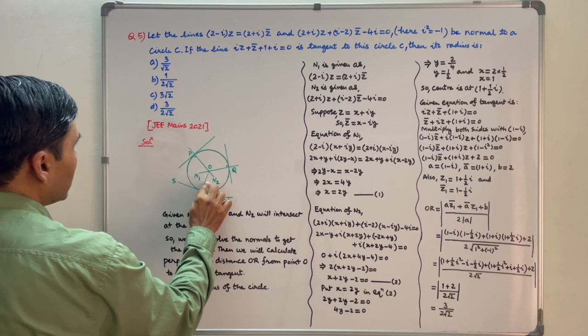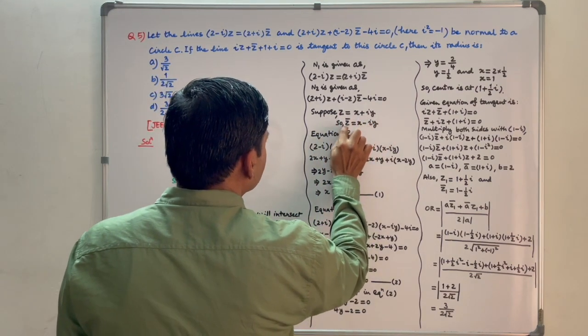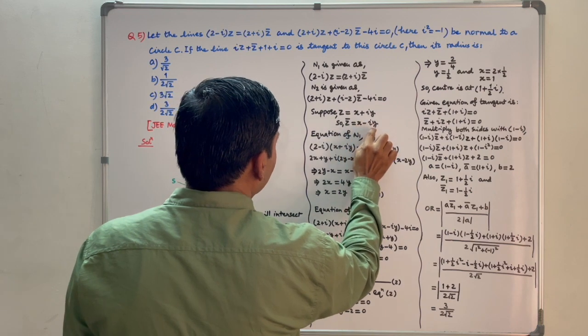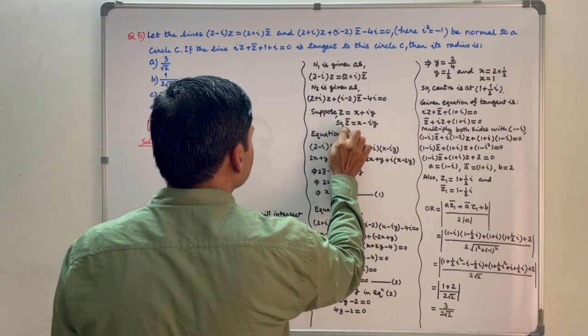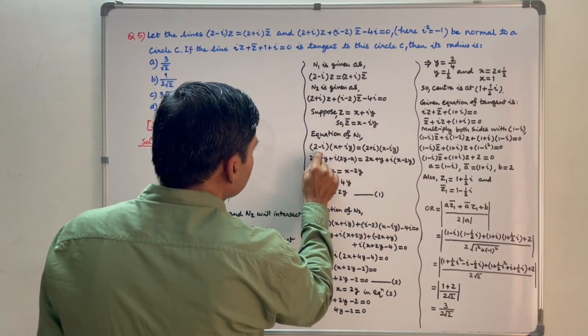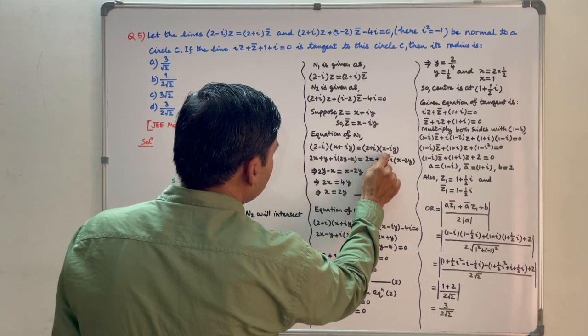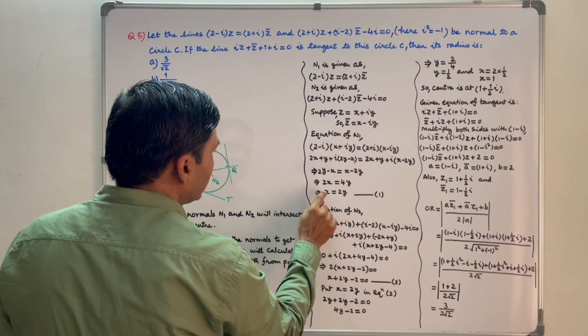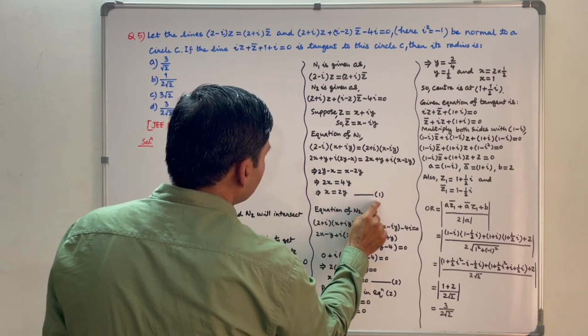So let us start. Suppose z is equal to x plus iy. So z bar is equal to x minus iy. We will put these values of z and z bar in N1. So we will get (2 minus i) into (x plus iy) is equal to (2 plus i) into (x minus iy). This gives x is equal to 2y. Suppose this is equation number 1.